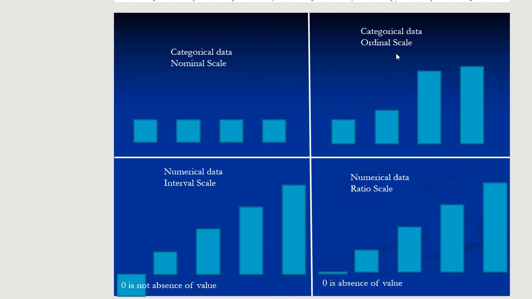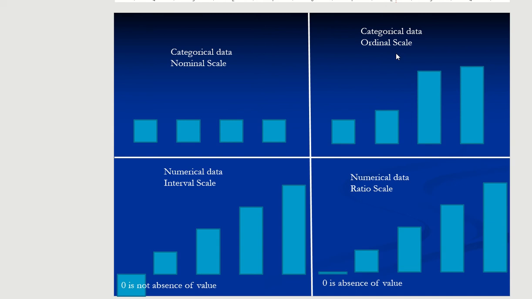Think about year of university. So you start freshman, sophomore, junior, senior. Okay, every year is a category by itself. We cannot calculate an average. However, there is a very clear order. Clearly, you start with freshman and you end up with senior. Okay, and the order is clear for everybody.